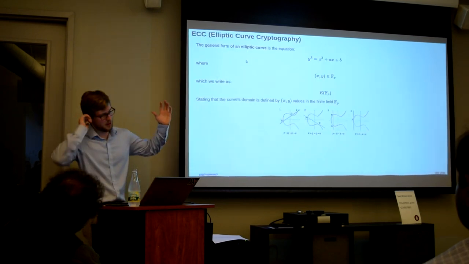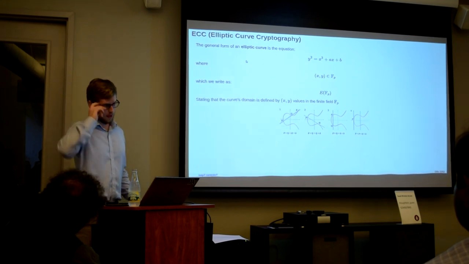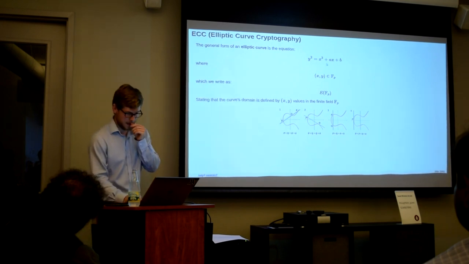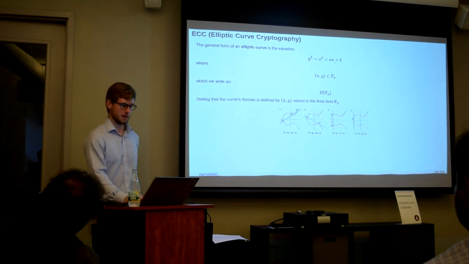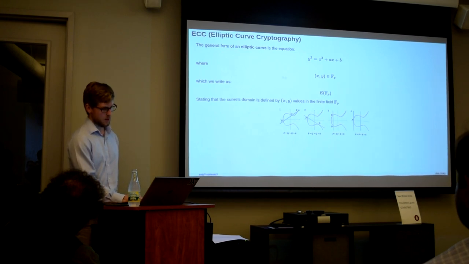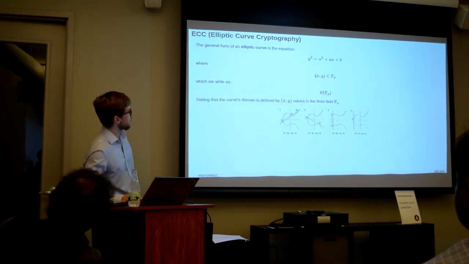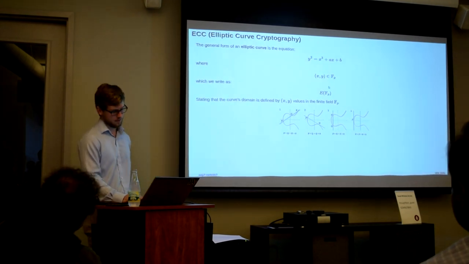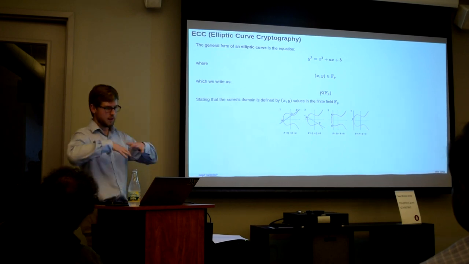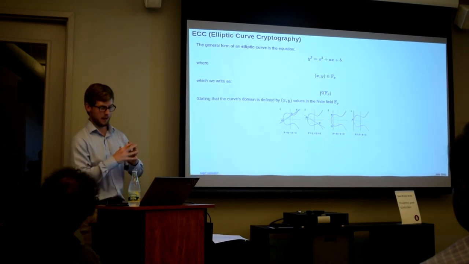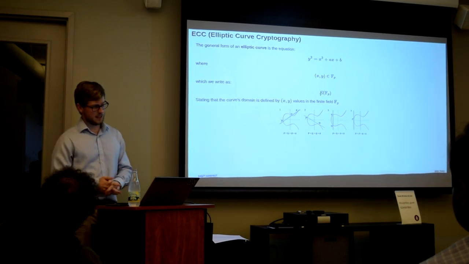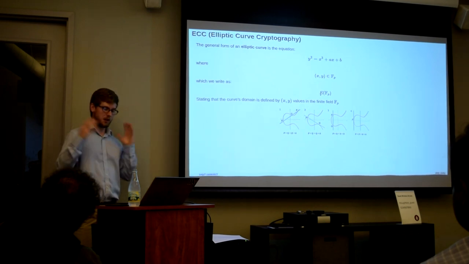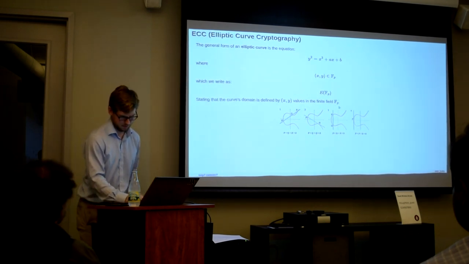So finally, we're getting to elliptic curve cryptography. The general form of an elliptic curve is this equation right here. You have x and y, and then you have some coefficients a and b. These parentheses shouldn't be here, but basically we say where x and y are in the prime finite field of order p, which we write as E over F_p, meaning the elliptic curve over the finite field. This means the curve's domain is defined by all the x and y coordinates that are taken modulus this finite field p.